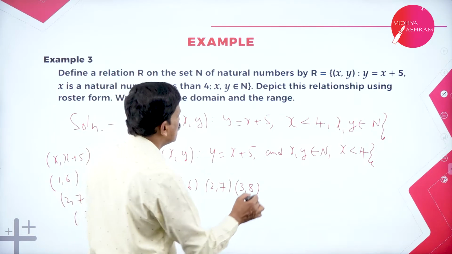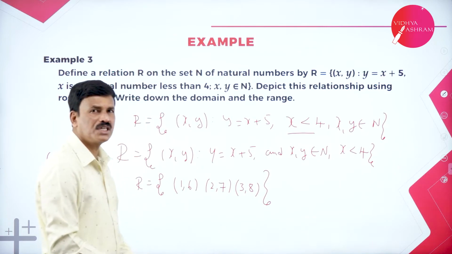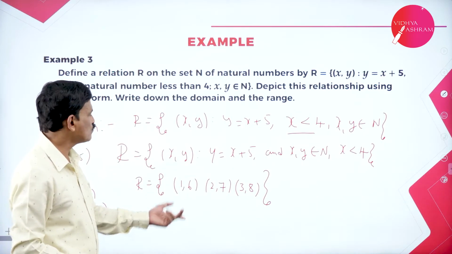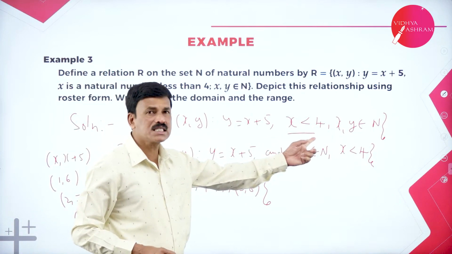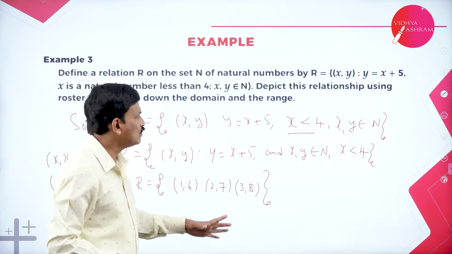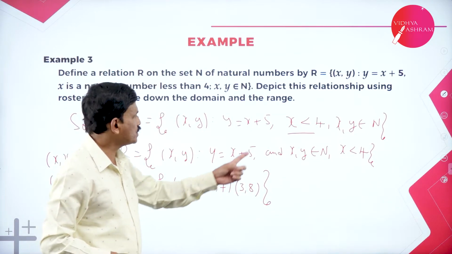And less than 4 means all the values of x are less than 4. So therefore the relation contains only 3 elements, (1, 6), (2, 7) and (3, 8), because what is the condition given? x is less than 4. x is less than 4 means 1, 2 and 3, whatever may be the y value. y is nothing but a natural number. What is they have mentioned?